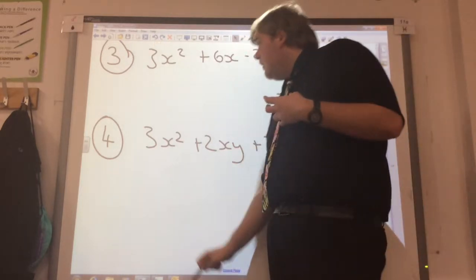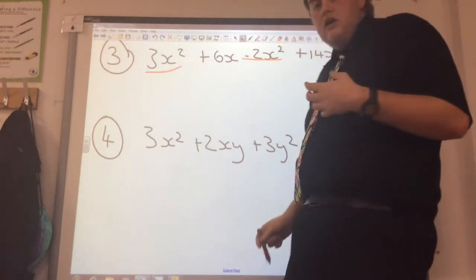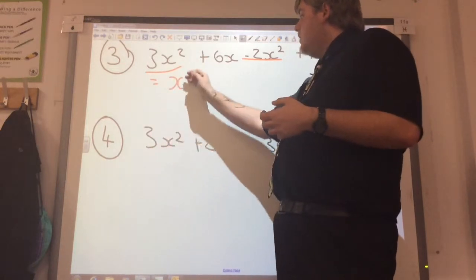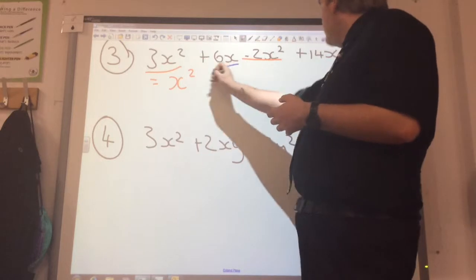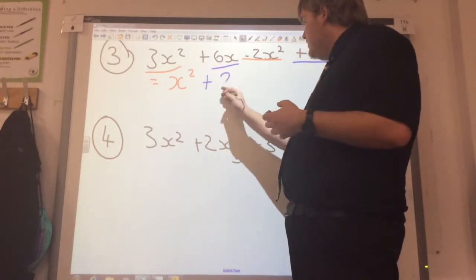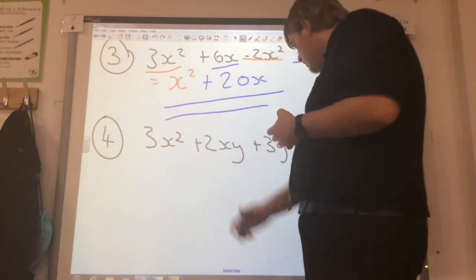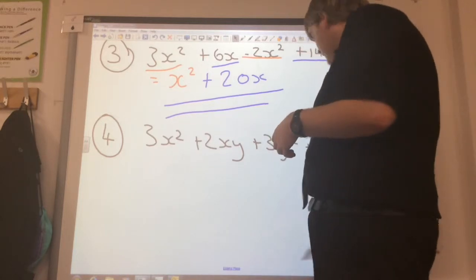So we look at our x squareds. We've got a 3x squared and a minus 2x squared. So 3x squared subtract 2x squared is a 1x squared, and then we've got a 6x add a 14x, which gives us a plus 20x. And again, there is our final answer. Almost done, lovely jubbly, nice and quick. I like it that way.